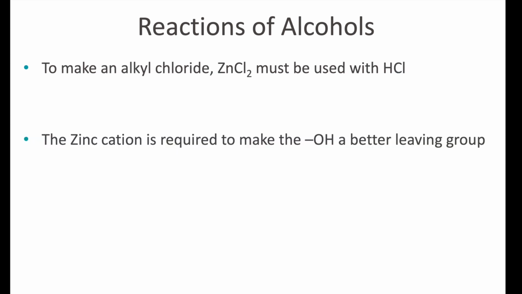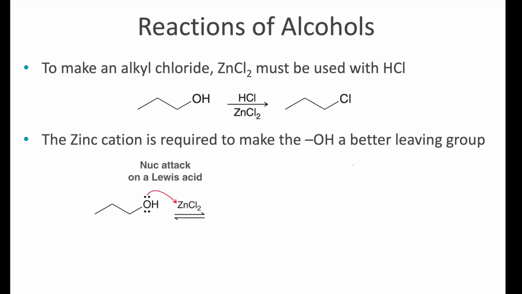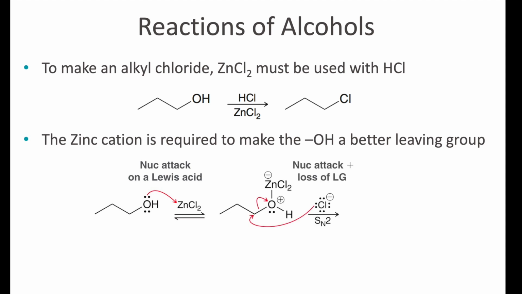To do so, you would need zinc chloride working with HCl. And the reason for that is that the zinc cation is required to make the OH a better leaving group. Okay, so let's look at the mechanism. First, what happens is instead of that proton transfer, your oxygen will do a nucleophilic attack on the zinc, which is your Lewis acid. So that zinc now is coordinated with that oxygen. So it almost looks like that water, which was a good leaving group, but it is even a better leaving group because that zinc further stabilizes the lone pair upon nucleophilic attack from the chloride anion. All right, so at the end, it'll give you your alkyl chloride.